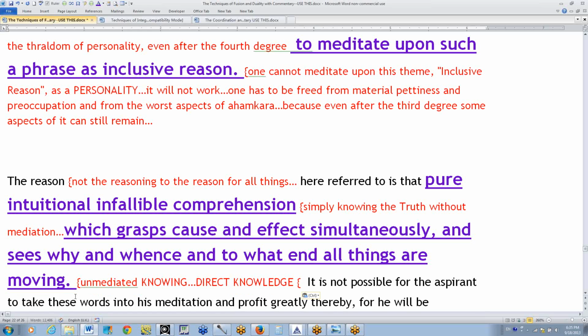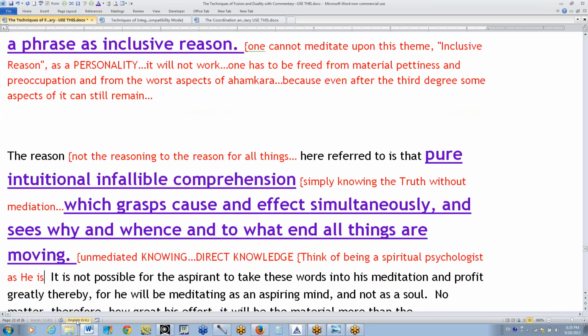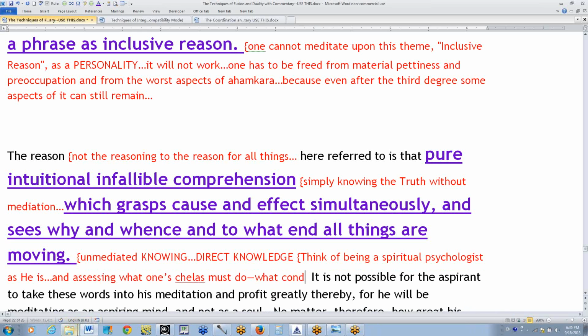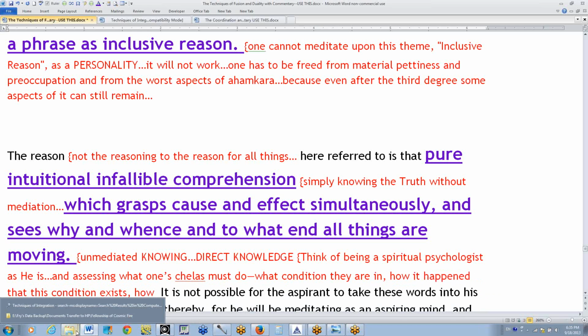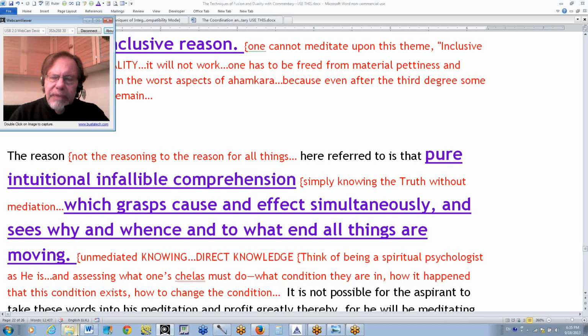Well, DK really needs this. Let's just think of being a spiritual psychologist, as he is, and assessing what one's chelas must do, what condition they are in, how it happened that this condition exists, how to change the condition. This is not just, well, experiment with this, try that. This is knowing that if his chela will do thus and so, the effect is inevitable, and seeing exactly where it will lead if the instructions are followed. So there's a surety of touch here, a surety of clear guidance that results from such intuitive comprehension.